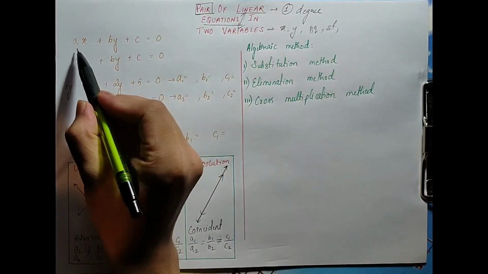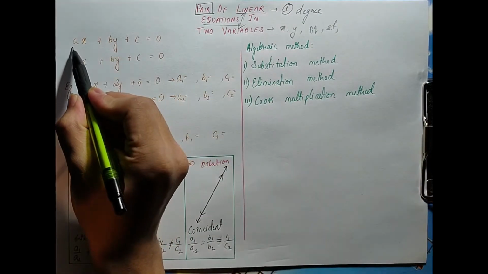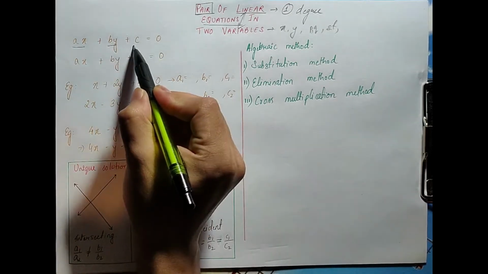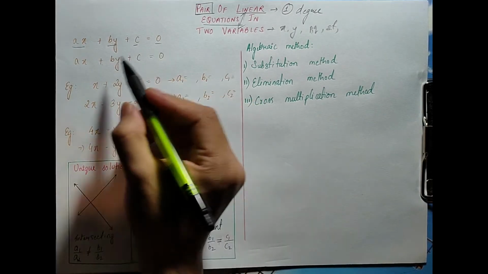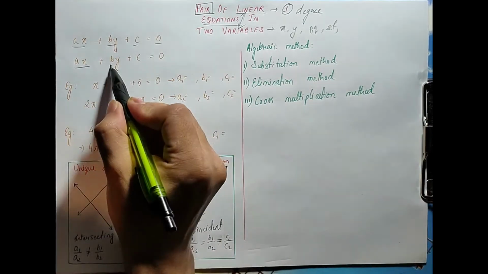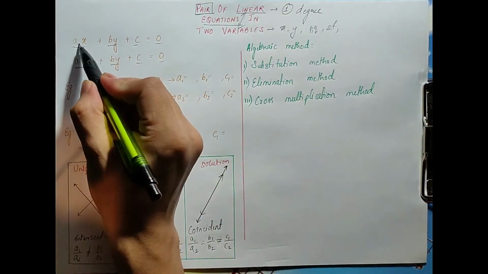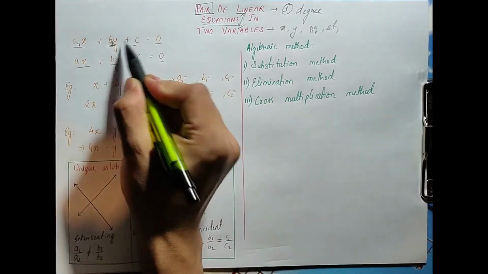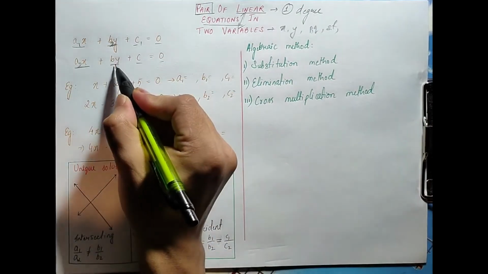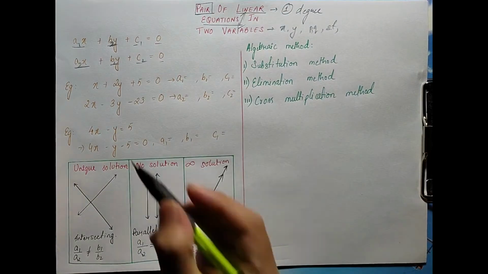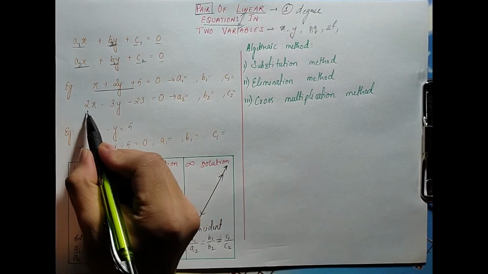We know that linear equations in two variables are of the form ax plus by plus c equals 0. And the other one will also be ax plus by plus c equals 0. But since we cannot have two a's, we'll just write a1, b1, c1, a2, b2 and c2. This is an example of linear equation in two variables.